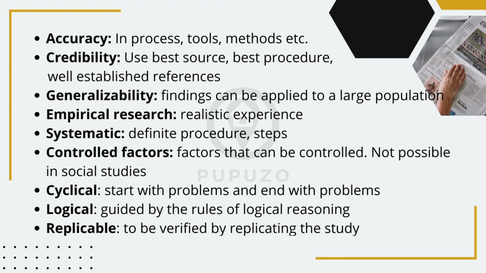Accuracy is an important characteristic in research. It refers to the precision and correctness of the research process, tools, and methods used. Accuracy ensures that the data collected and analyzed are reliable and trustworthy, contributing to the overall quality of the research.